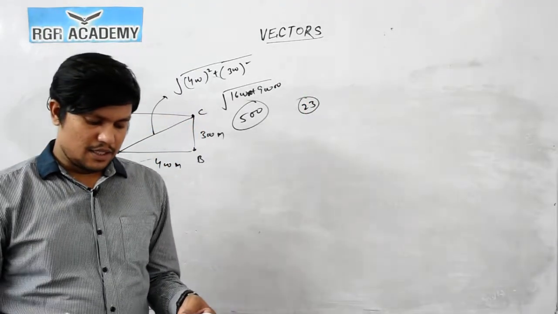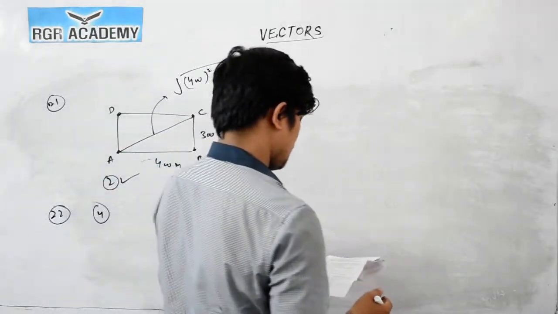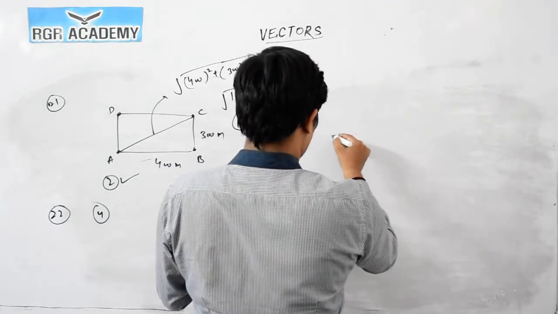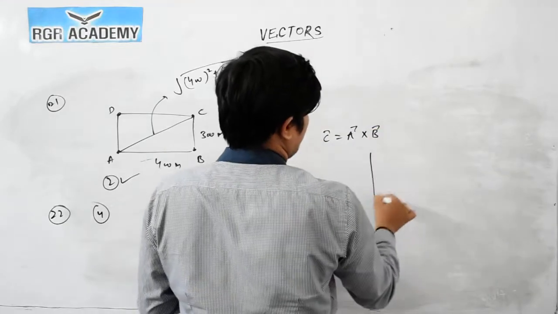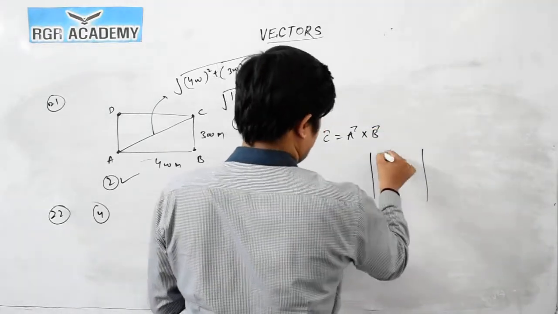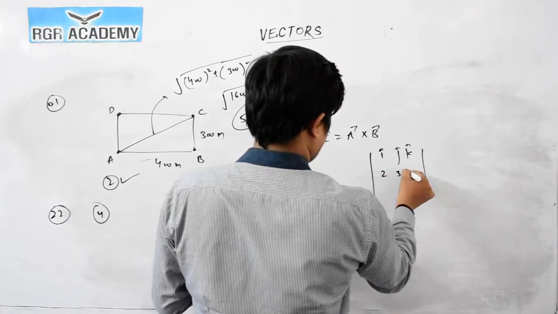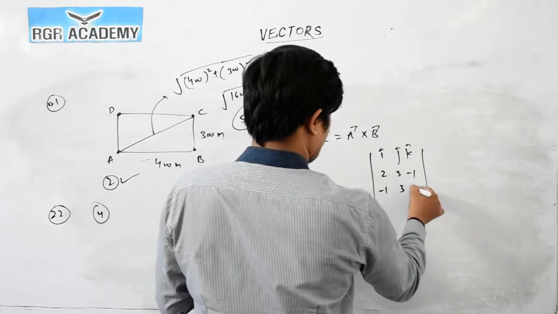A vector, B vector, then a unit vector perpendicular to both A and B. So again, based on the cross product, we can write C vector as A cross B, which is perpendicular to both A and B. So that is I cap, J cap, K cap, 2, 3, minus 1, and this one is minus 1, 3 and 4.